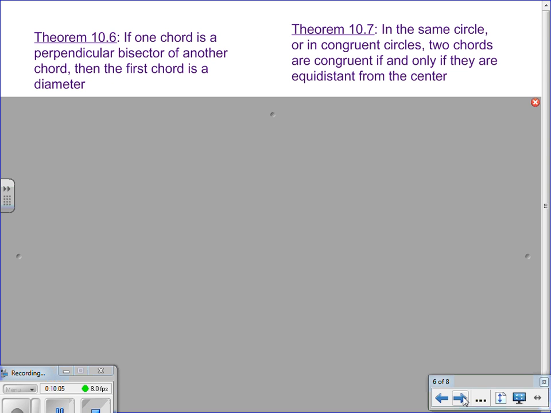Okay, moving right along. Here's two more theorems. We'll do 10-6 and then 10-7. So 10-6 says if one chord is the perpendicular bisector of another chord, then the first chord is the diameter. Okay, so you're going to have two chords right now, and they're going to be perpendicular bisectors of one another. Okay, so we have this picture.